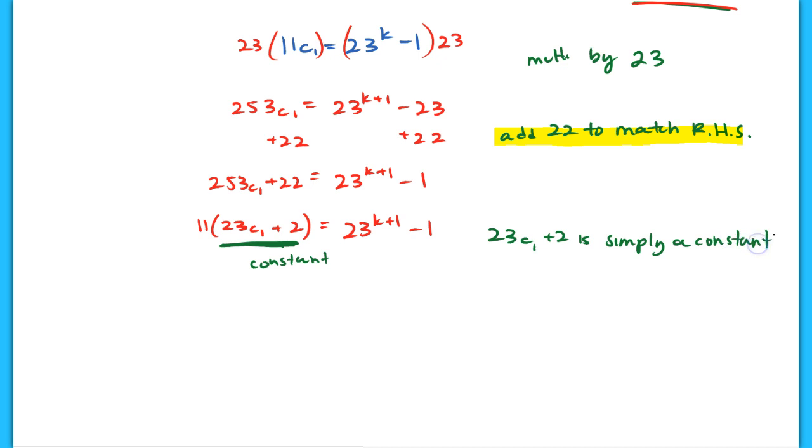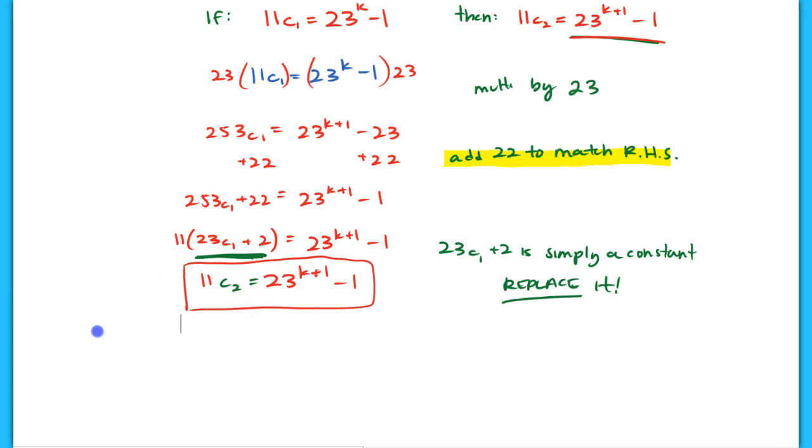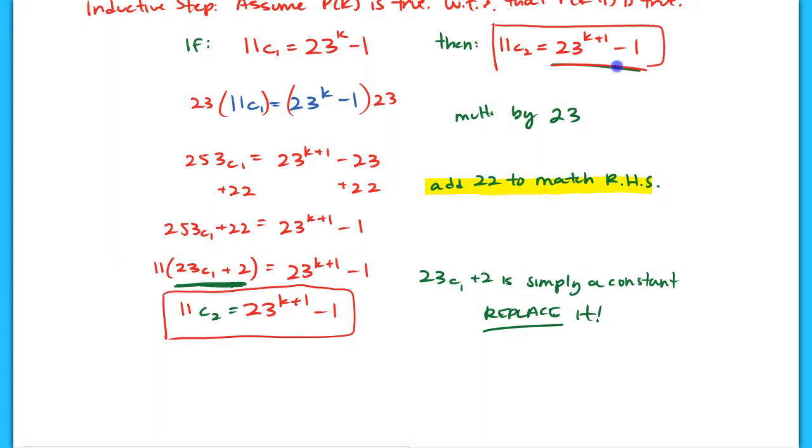So I'm going to replace this constant with another constant. This is the big trick here, is to replace it. So now I have 11 times some other constant, we're going to call that c2, equaling 23 to the k plus 1 minus 1. Now, if you take a look at this last statement here, that actually matches what we're trying to prove, P of k plus 1. So because P of k plus 1 is true, then we know that all P of n must be true as well. So P of n is true for all natural numbers.